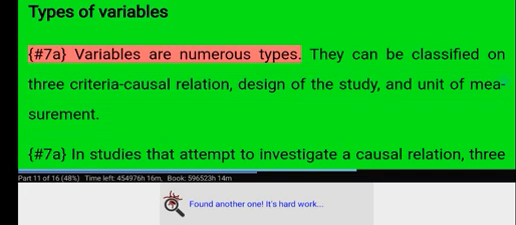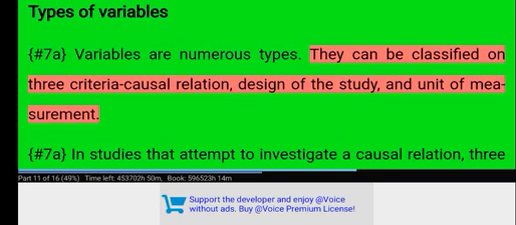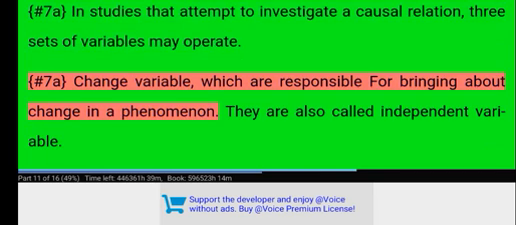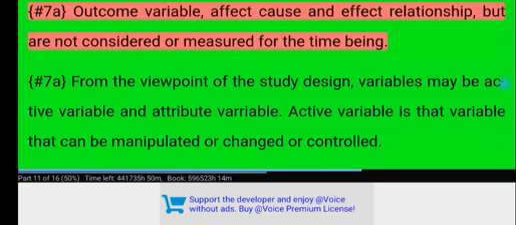Types of variables. Variables are of numerous types. They can be classified on three criteria: causal relation, design of the study, and unit of measurement. In studies that attempt to investigate a causal relation, three sets of variables may operate. Change variables, which are responsible for bringing about change in a phenomenon. They are also called independent variables.